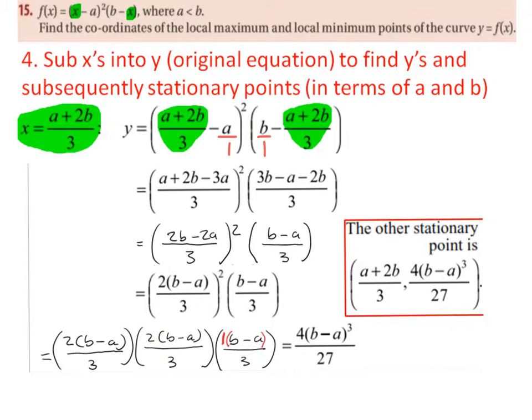And we're multiplying, and we have (b minus a) as a factor common to each. So 2 times 2 is 4, (b minus a) times 1 is still going to be 4(b minus a), and (b minus a) times (b minus a) times (b minus a) is to the power of 3. And then on the bottom, 3 by 3 by 3 is 27. So the other stationary point is (a plus 2b) over 3. That's our x value. And 4 times (b minus a) to the power of 3 over 27, that's our y value. And note that both our x and y values are in terms of a and b.